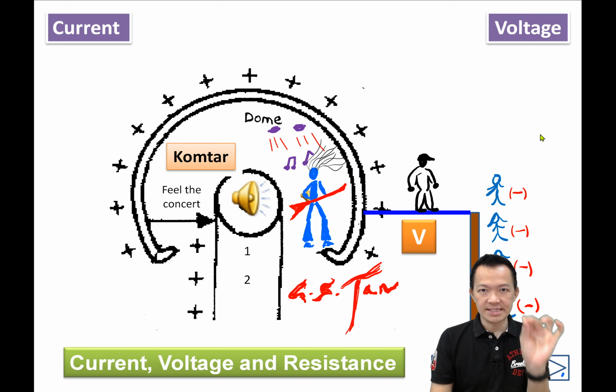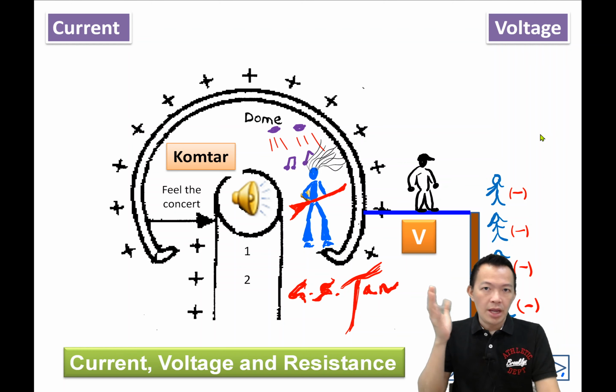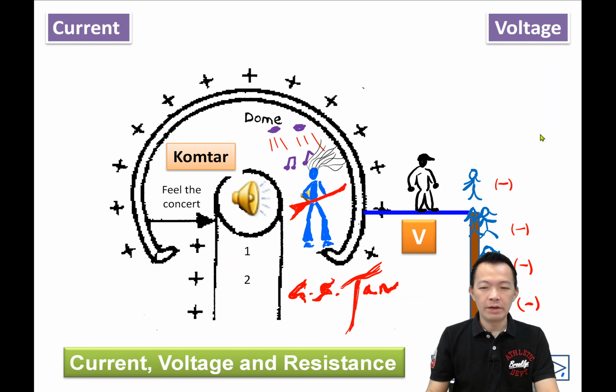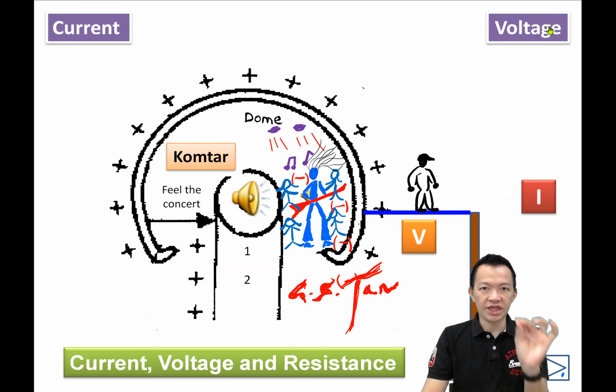So, when there's a difference between two points, it will produce an energy, and the energy pushes the electron towards the positive, 对不对? So when electrons start to move, 当 electron 开始流动的时候, it will become electric current, 它就变成了电流. So what is meant by voltage?